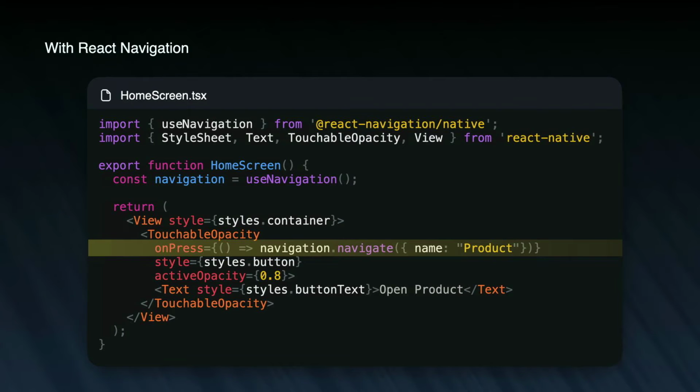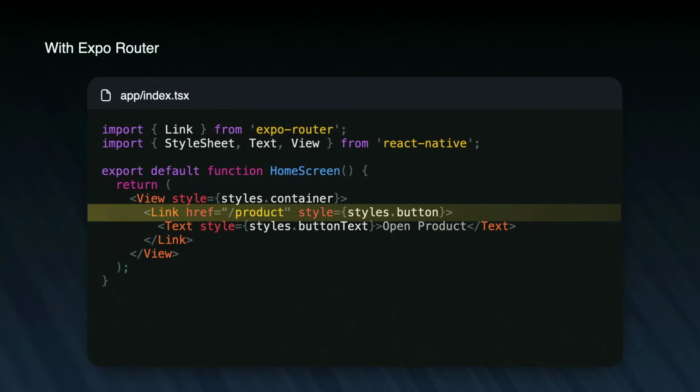When it comes to navigation between the screens, with React Navigation, you're probably used to using the useNavigation hook. You will call navigation.navigate, pass in a navigation object with the screen name, maybe some parameters, and off you go. With Expo Router, navigation is URL based. So every single screen on your application is defined by a unique URL.